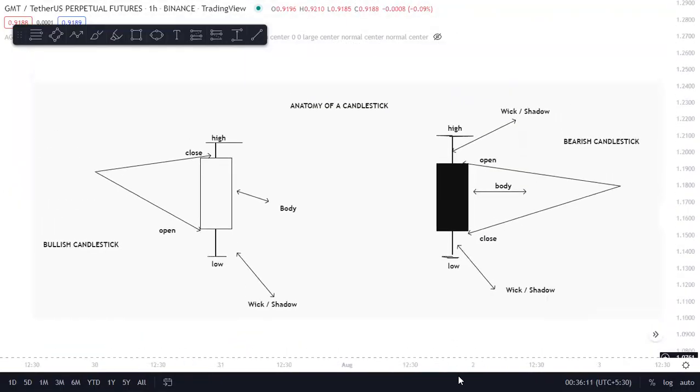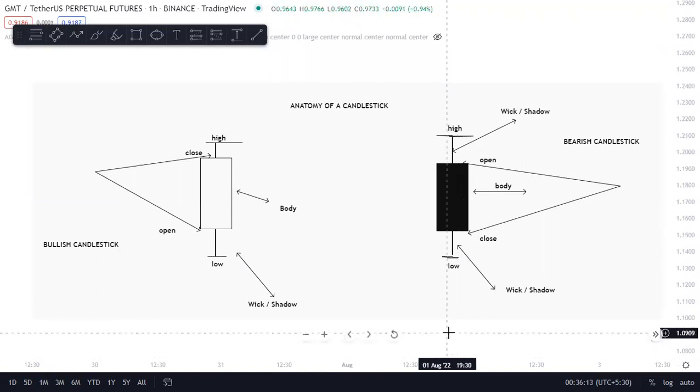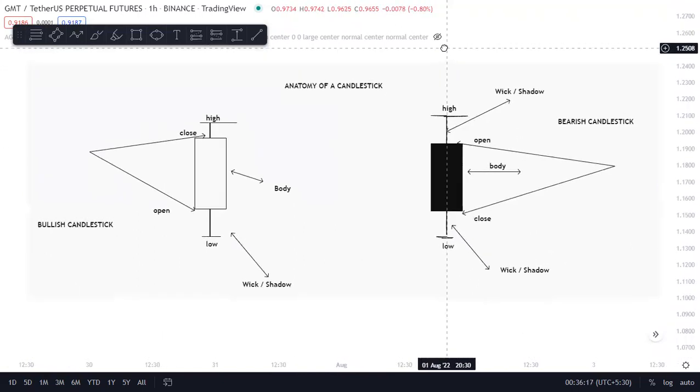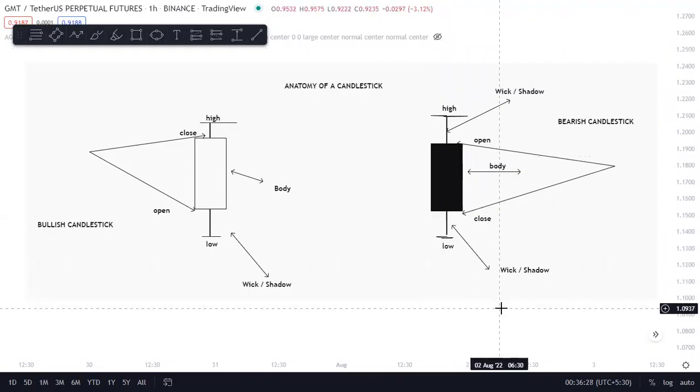I just want to finish everything related to candlesticks since it is a very simple aspect of technical analysis that you need to understand. It is very easy to grasp. No confusion in understanding the anatomy of a candlestick, right? Now let's dive into the chart.